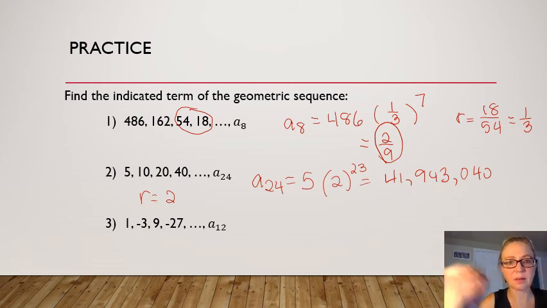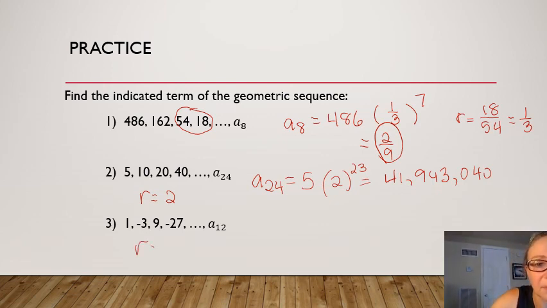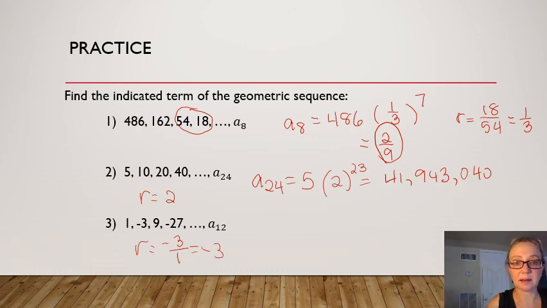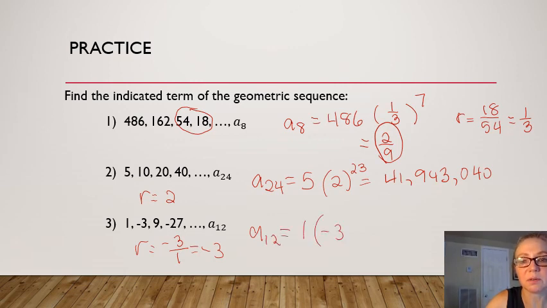All right, in the last example, I want you to notice that the terms alternate in sign, positive, negative, positive, negative. R will tell us why. I'm going to take consecutive terms, the first two. I'm going to divide -3 by 1, and I get an r value that's negative. So a sub 12, the 12th term, is equal to the first term times the r value, -3 raised to the 11th power. Notice I put the -3 in parentheses, again important for calculator. And this gives us the answer 177,147, and oops, it's negative.